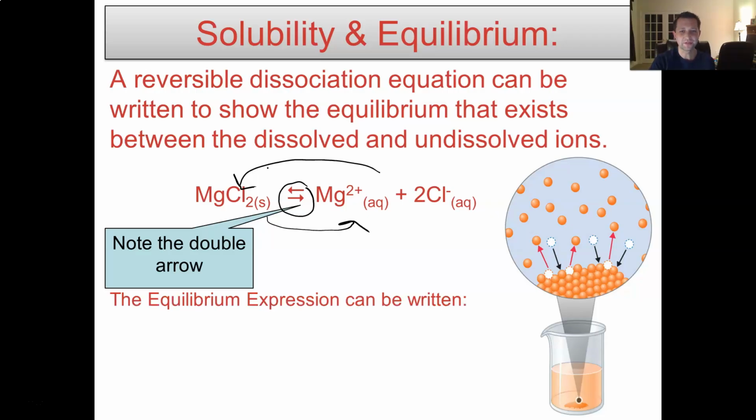So how do you write the equilibrium expression? It's super easy. It follows all of our rules from before. So our KEQ equals the concentration of Mg+2 times the concentration of Cl-1 squared, because we have the coefficient of 2 here. Where is magnesium chloride solid? Where is that in our equilibrium expression? Well, it shouldn't be there, right? Solids, okay? Solids do not show up in any K expression ever, right?